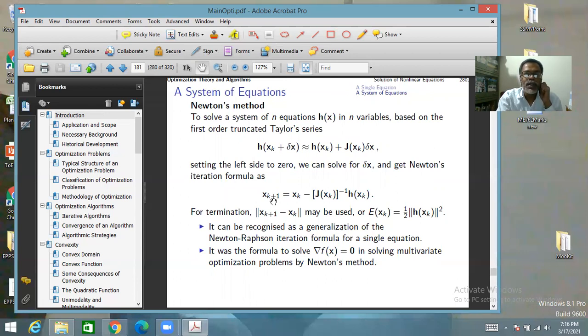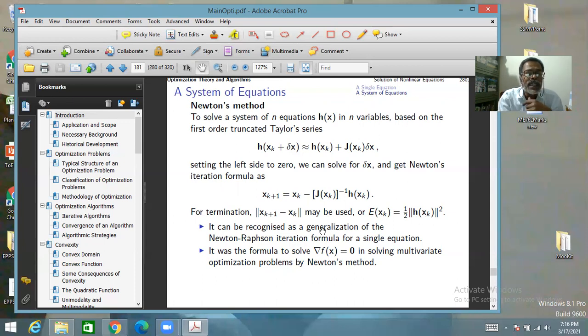For termination, you can use the condition that this is very small. Which is then either the norm of change in x. The correct value of x you don't know, so you cannot measure the error from the correct value of x. So all that you can say is the update value, delta x. Either this is very small, or you can say the norm of h(x) is very small.